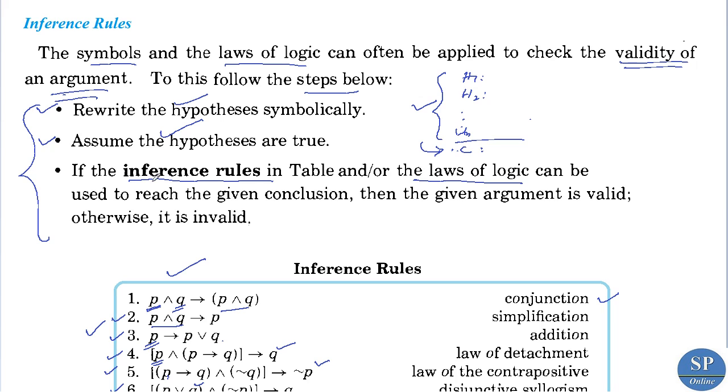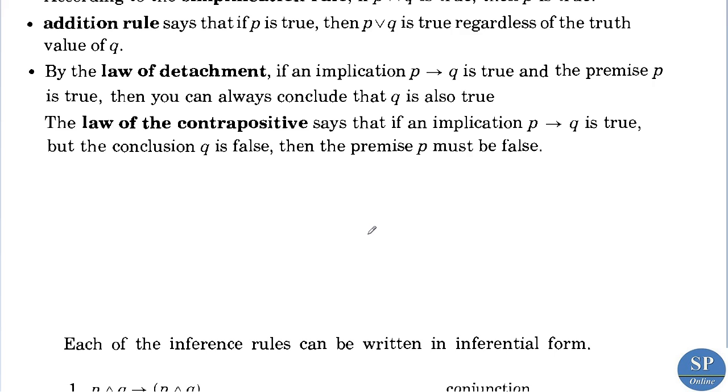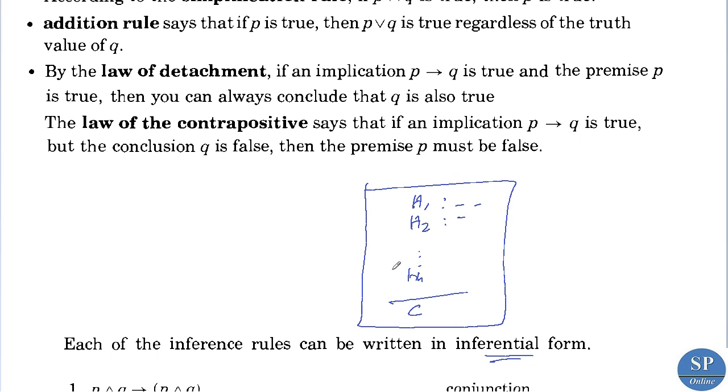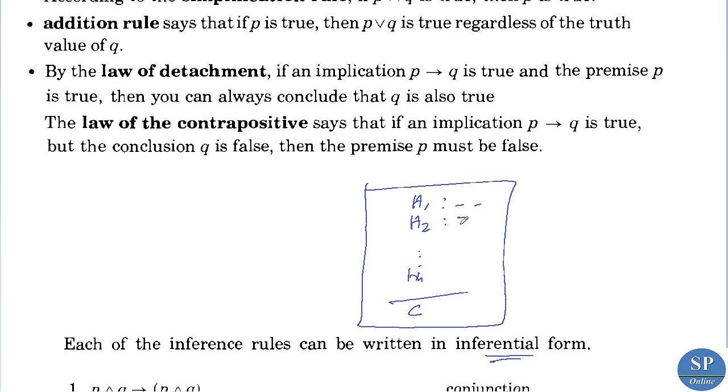Now after applying inference rules or the laws of logic, if we reach the conclusion C, then we can see that the argument is valid, otherwise it is invalid. Next, each of these inference rules can be written in inferential form. What is inferential form? Inferential form is this: H1, H2, these are the hypotheses, up to Hn, and the conclusion. This form is called the inferential rule of arguments. So each of these inference rules can be written in the inferential form.